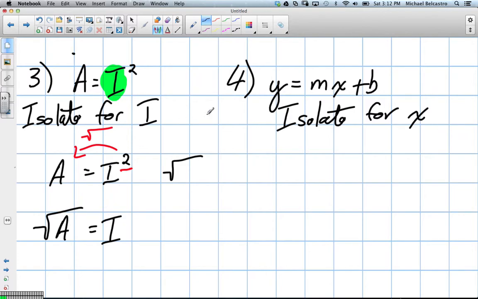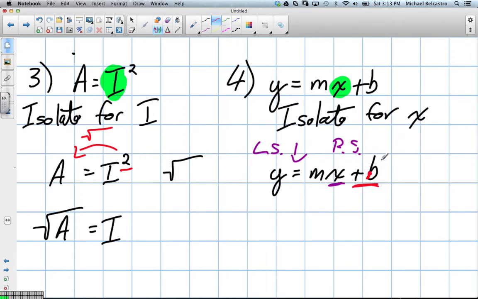Okay, and finally, the last one we want to do is called the equation of a line: y equals mx plus b. They want us to isolate for x. Same idea: we have y is equal to mx plus b. The x is on the right side of the equation. So let's keep the x on the right and move everything else. When we move everything else, the first thing we want to move is usually the last thing we would do in BEDMAS. So we're adding and subtracting, and we want to move the b first.